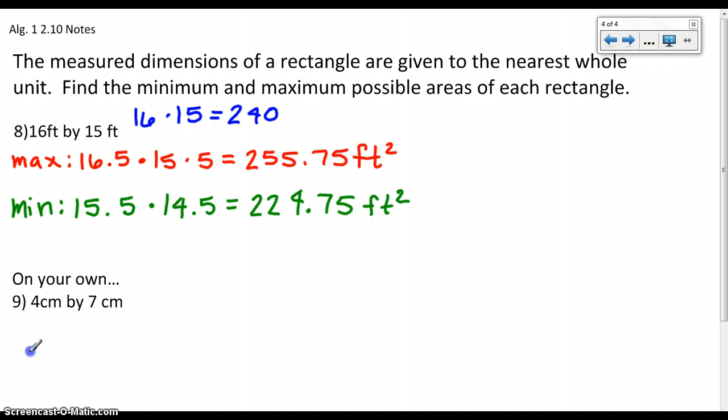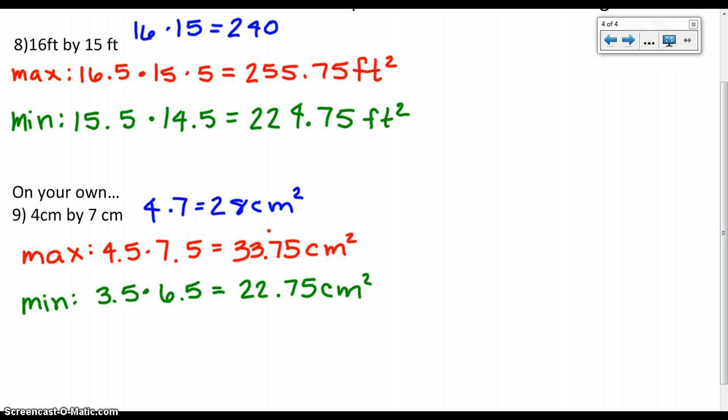So I want you guys to do number 9 on your own, so pause it and then we'll come back and see if we get the same answer. Okay, I'm back and you can see what I did. The first thing I did is I found the rounded area, which would be 4 times 7, which is 28 centimeters. So to find the maximum area that it could have been, it would be 4.5 times 7.5, because those are the ones that would round to 4 and 7, which is equal to 33.75 centimeters squared.